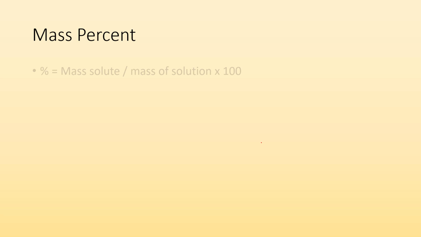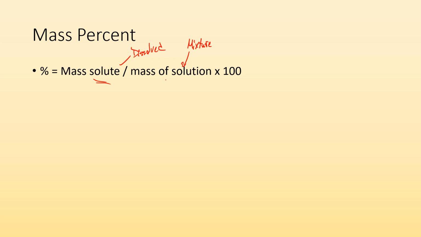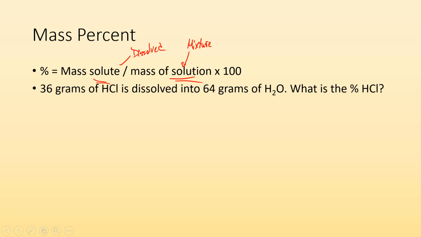Let's take a look at mass percent. So we know percent is the mass of the solute divided by the mass of solution times 100. Now remember, the solute gets dissolved and the solution is the mixture. So we want the mass of the thing being dissolved divided by the mass of the combination, the total mass. So if I'm taking a look at this example, 36 grams of HCl is dissolved into 64 grams of H2O. What is the percent of HCl?